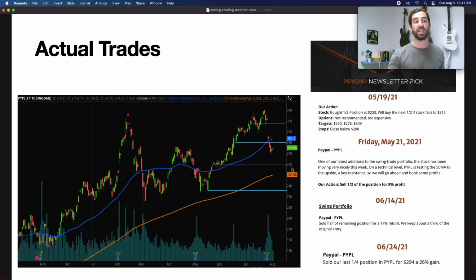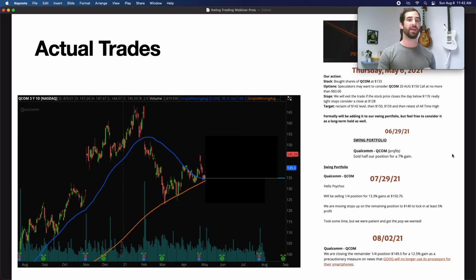But for our intents and purposes, this is what we were looking for. Scaling out of our position, looking for anywhere between 10 and 30% gains, okay? Let's look at another example here. This is the last one that we're going to look at. And this is Qualcomm, all right?